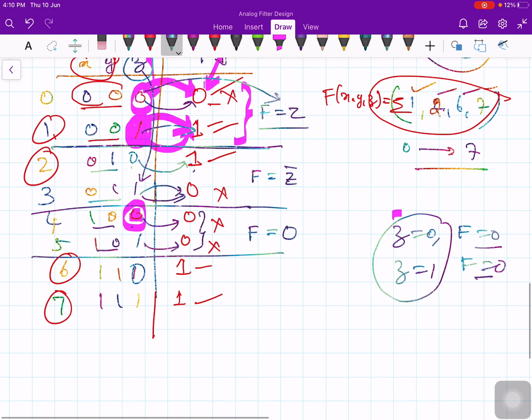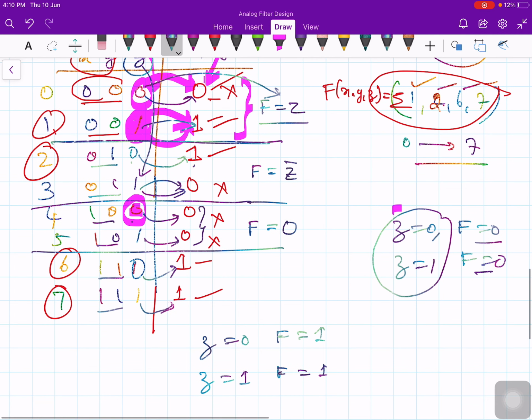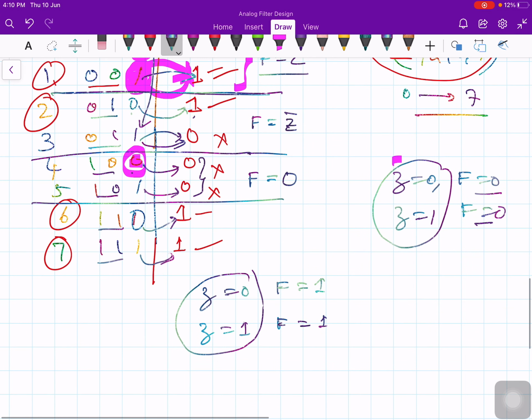And then next take 1 1 combination. For 1 1, if you apply 0, my output is 1. If you apply 1, again also my output is 1. See, when z equal to 0, output is 1. When z equal to 1, output is 1. Irrespective of the value of z, my output is always 1. Therefore in this condition, output is always 1.